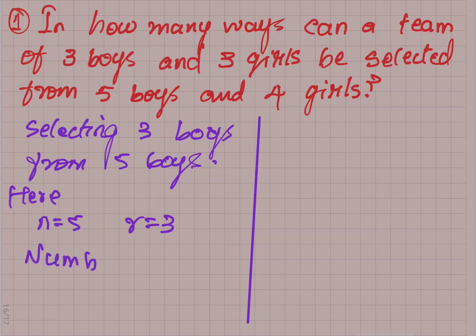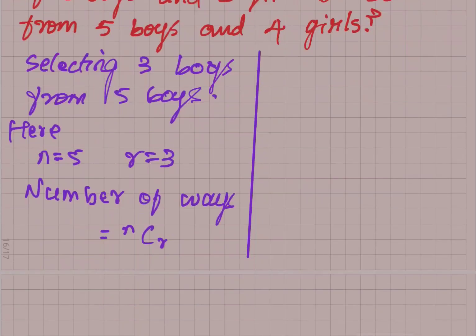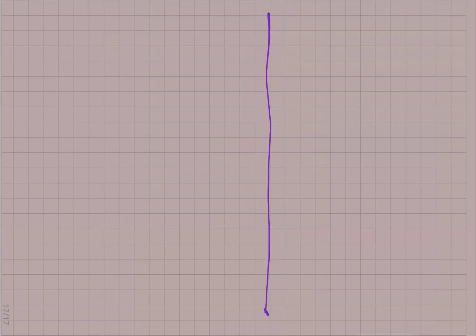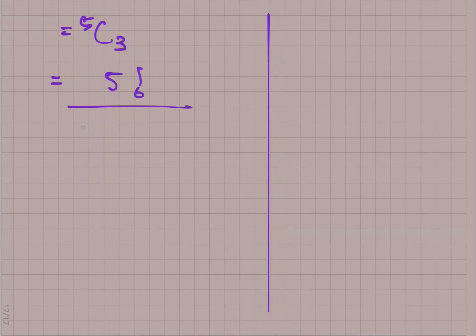Number of ways is equal to the formula nCr. Now substituting the values in nCr, we get 5C3, which is 5 factorial upon 3 factorial into (5 minus 3) factorial. Here we have the formula n factorial upon r factorial into (n minus r) factorial.